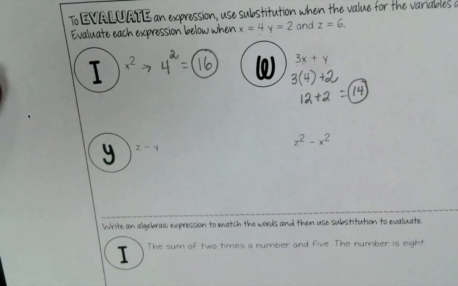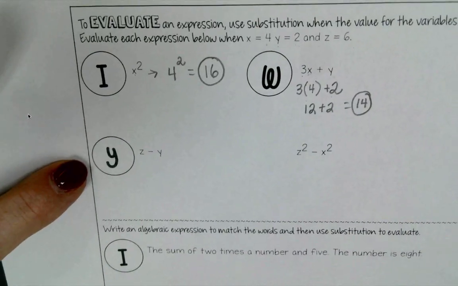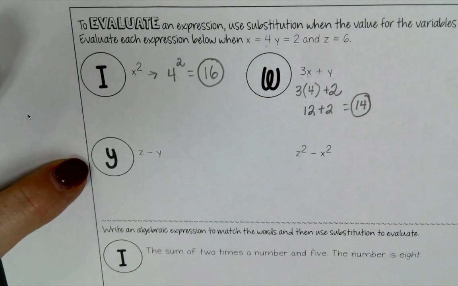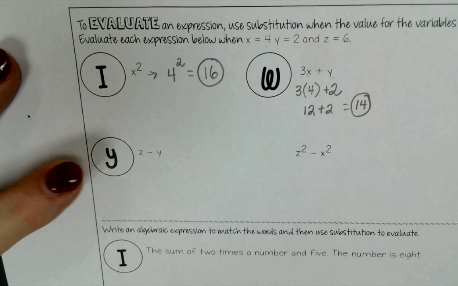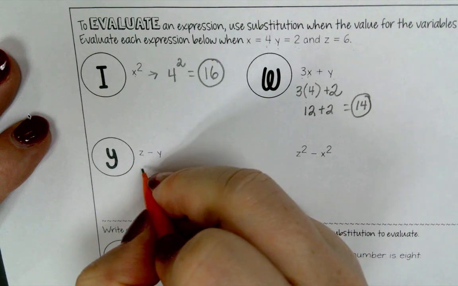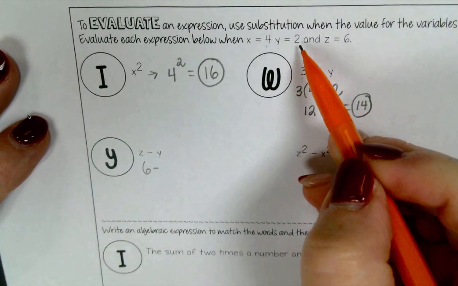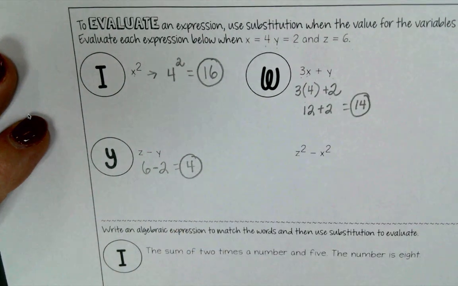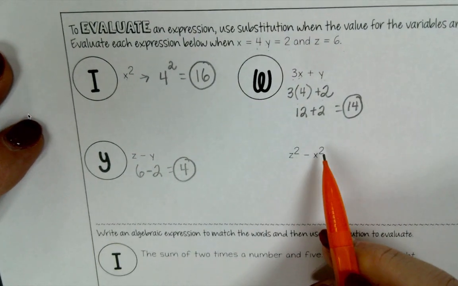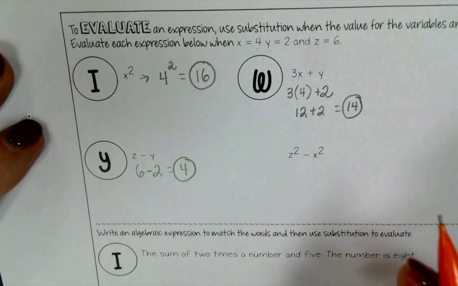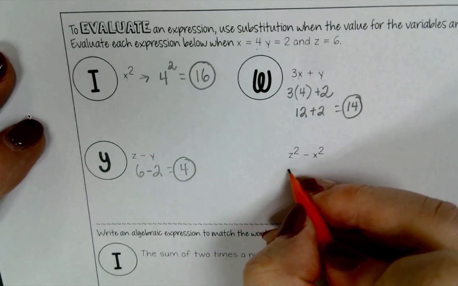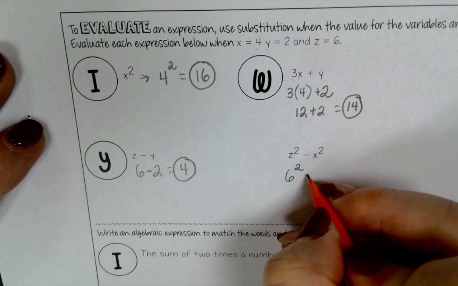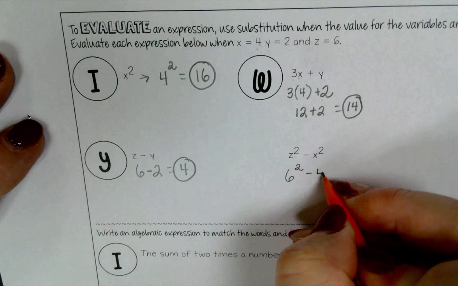Okay. You do. Well, you're not here with us, and this is new, so I'm going to do it with you. z minus y. z is 6 minus y is 2 gives you 4. Okay. Then I have z to the power of 2 minus x to the power of 2. z is 6 to the power of 2 minus x is 4 to the power of 2.